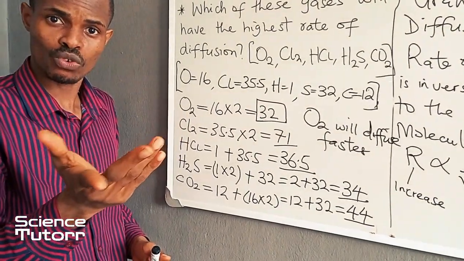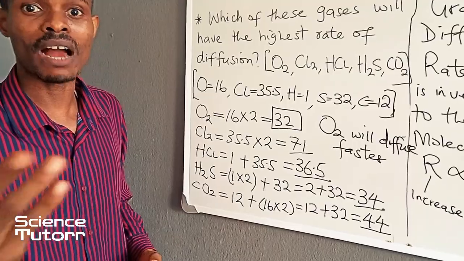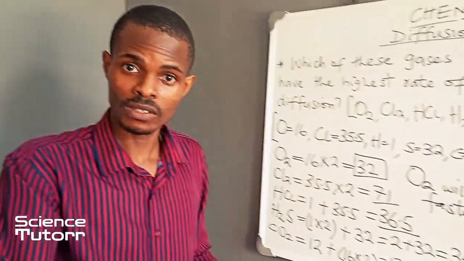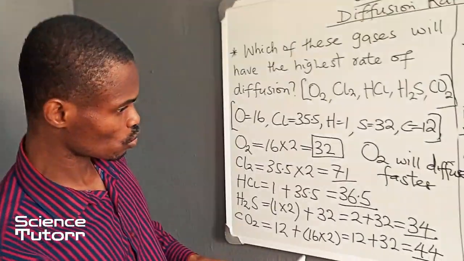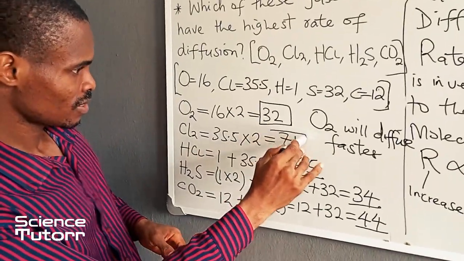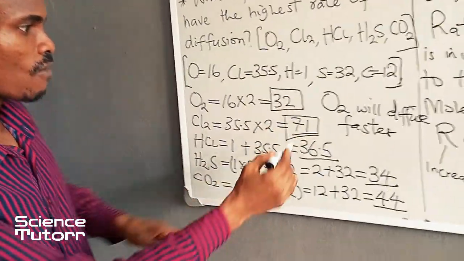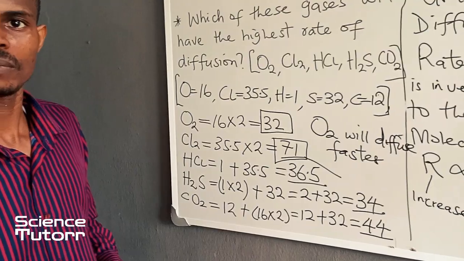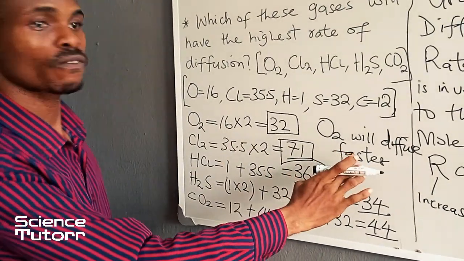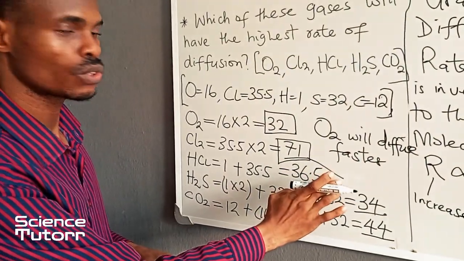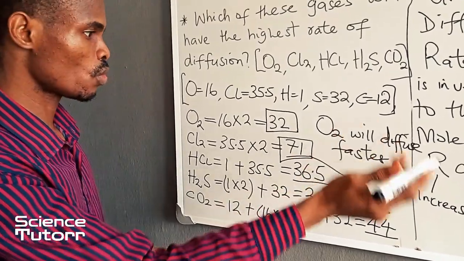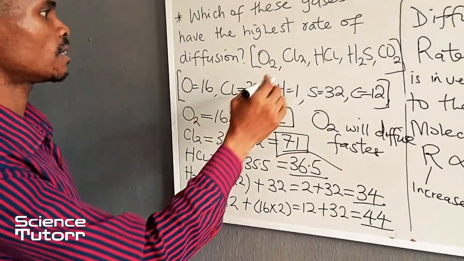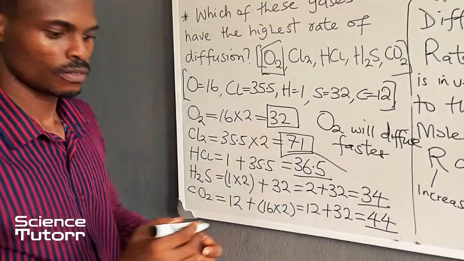In the exam, you could be asked which of the gases will have the lowest rate of diffusion. In this case, it's going to be the one with the highest molecular mass. So, chlorine gas will diffuse slower. Oxygen gas will diffuse faster, while chlorine gas will diffuse slower. So, ultimately, the answer is oxygen.